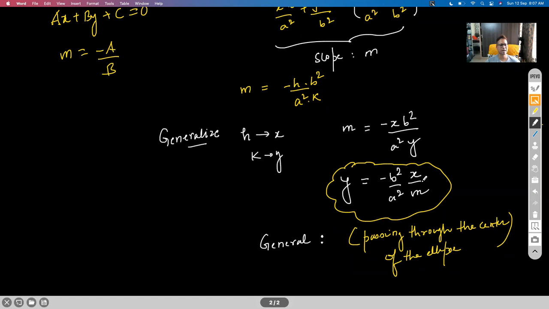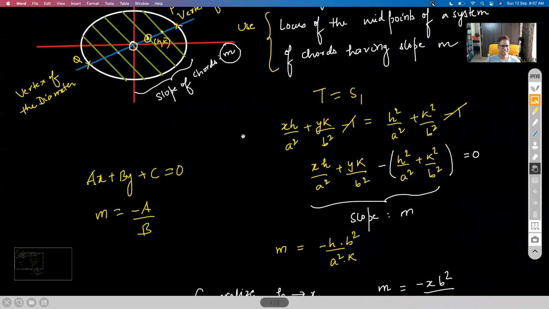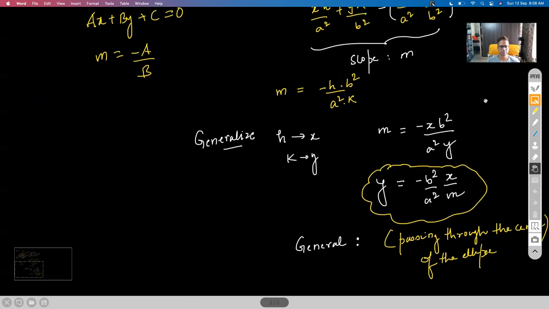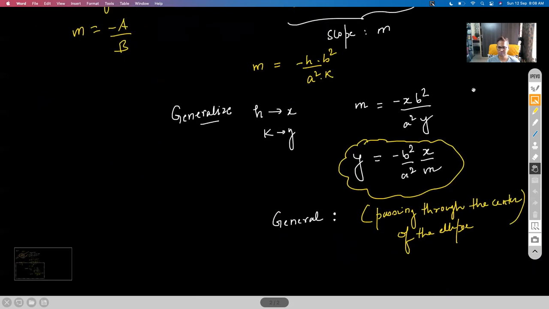So note down the equation, y is equal to minus b square by a square, x by m. So you can clearly see that if m is infinite, that means you are bisecting a system of parallel chords which are parallel to the y axis, then your equation of the diameter will be y equal to 0. That means the major axis will become the diameter. Is this fine? Any questions, any concerns? So y is equal to minus b square by a square, x by m.